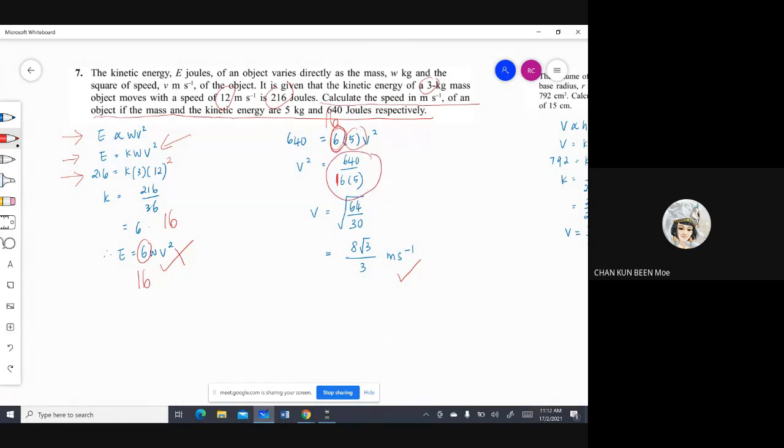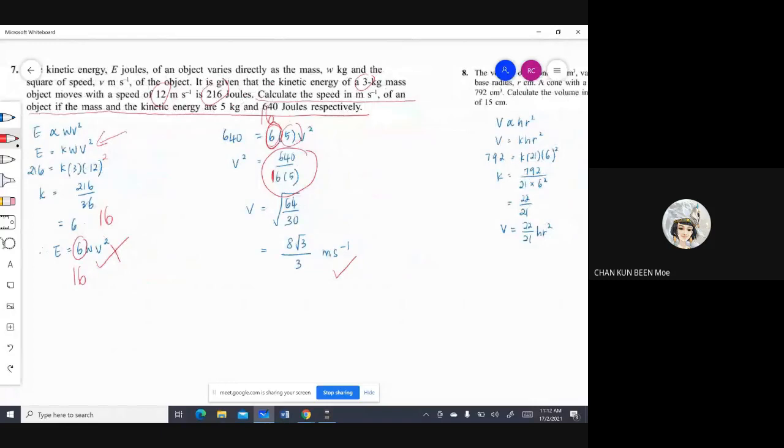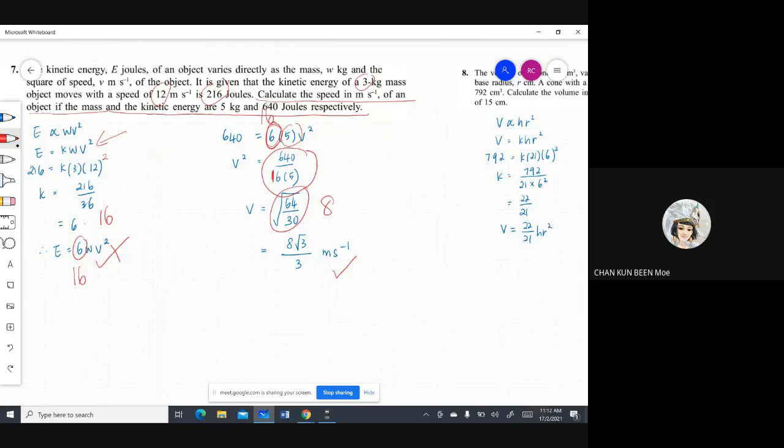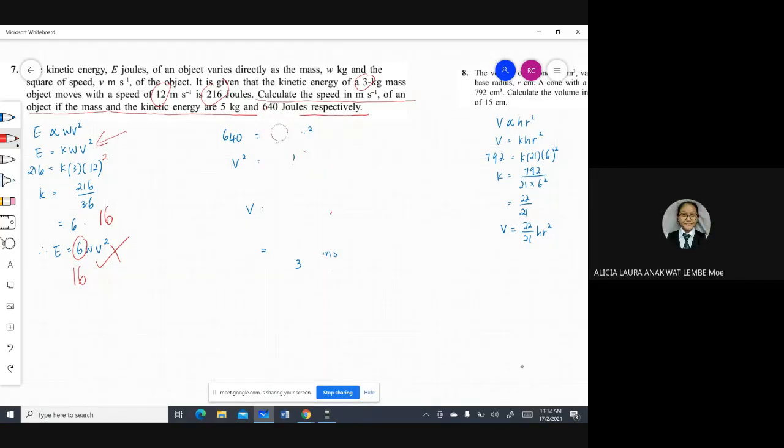640 over 16 times 5. 640 divided by 16 times 5. So the answer is 8. This one is 8. Yeah, madam. No, madam, not that one. The final answer is 16. The final answer is 16, madam. Okay. E equals to 0.5 WV squared. Yes. The final answer is 16.